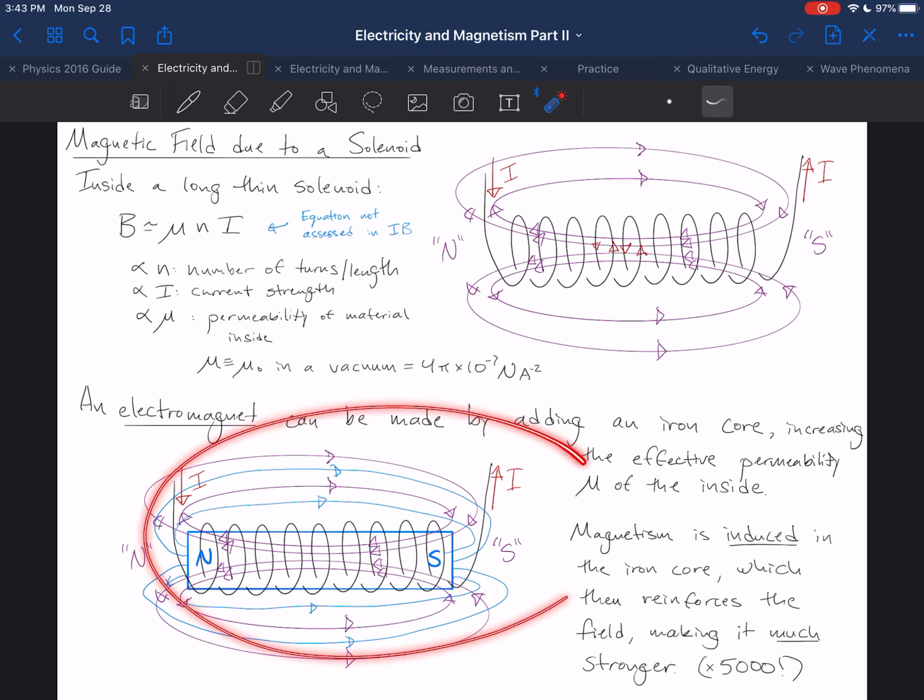And this setup is known as an electromagnet, and it's a very, very important aspect of a lot of modern industries. This is how we make and control magnetism in most industrial applications.